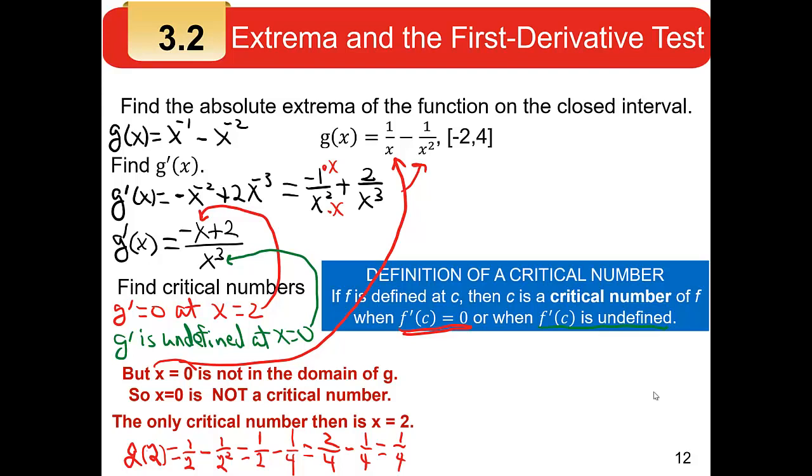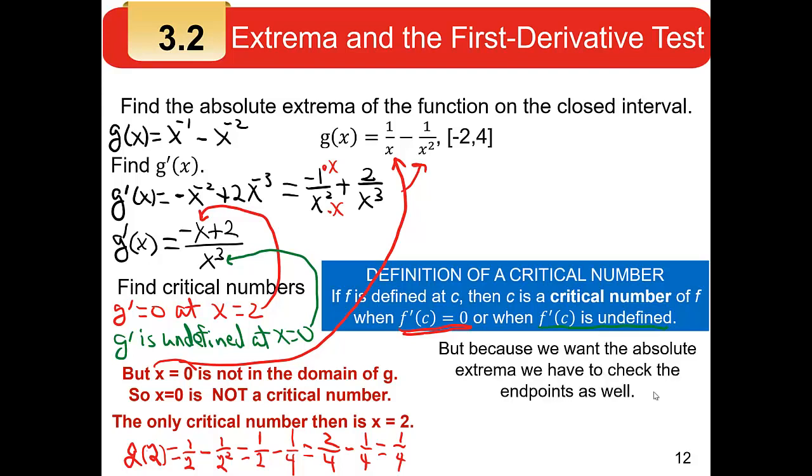A half minus a fourth. A half is 2/4, so 2/4 minus a fourth is a fourth. But remember we talked about when we're looking for absolute extrema, we have to go back and check the endpoints too. Well, what are the endpoints? -2 and 4. So you've got to plug -2 back into the original function. If you take -2 and plug it in and simplify, you'll end up with -3/4. The other endpoint is 4. If you plug 4 into the original function, remember you always go back to the original function when you're doing y values, you get 3/16.